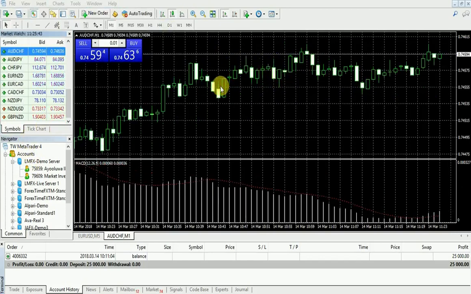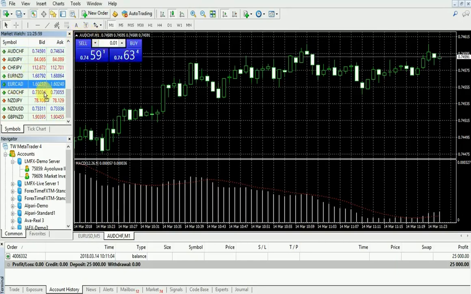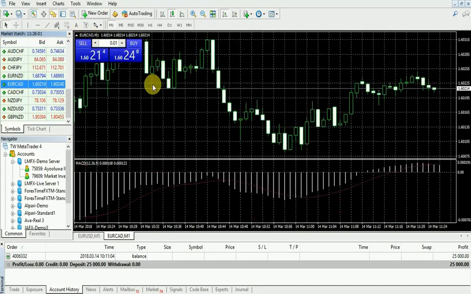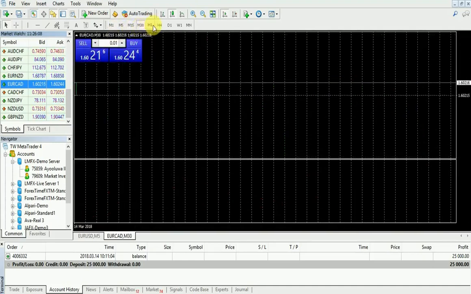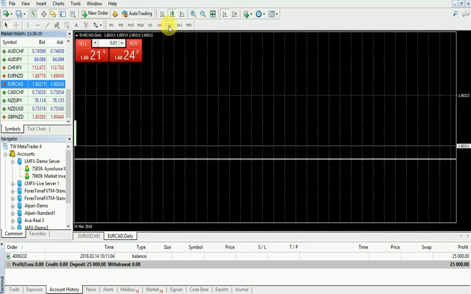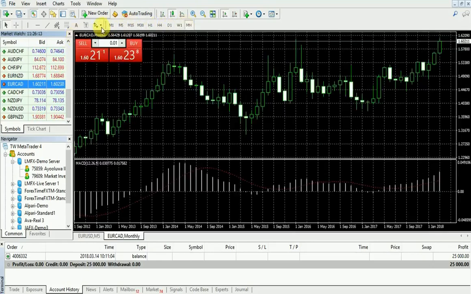You will see a graph or like a chart containing the currency pair that is being observed. You can change your pair, your instrument, to, let's say you want to trade Euro CAD. You click on it and you drag it and drop it here. Now this is a 1 minute chart. You can change it to 5 minutes, 15 minutes, 30, 1 hour, 4 hours, daily charts, weekly charts, or monthly charts, whichever one you are comfortable with.